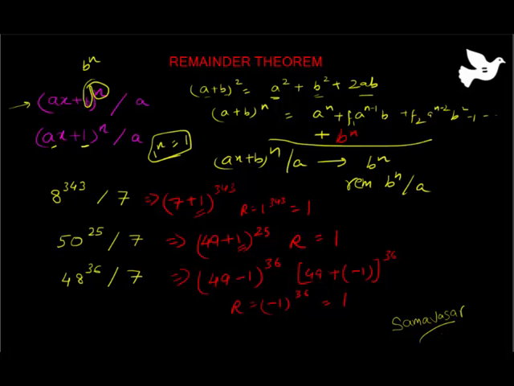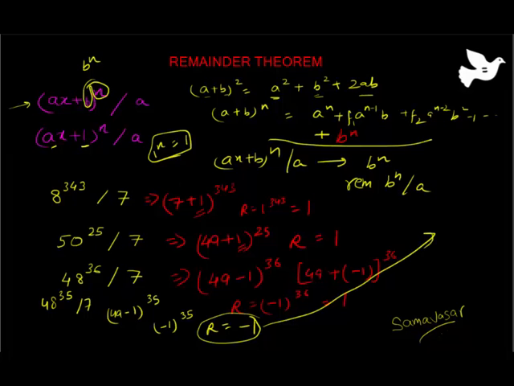Now let's take another example here. If I had 48 raised to 35 and again divided by 7, now this will be 49 minus 1 raised to 35, and the remainder will be minus 1 raised to 35, right? So the remainder comes out to be minus 1. Now as we know, obviously the remainder cannot be minus 1, but we learned previously that whenever we have a minus 1 concept, the remainder will be the divisor 7 minus 1, which is equal to 6.